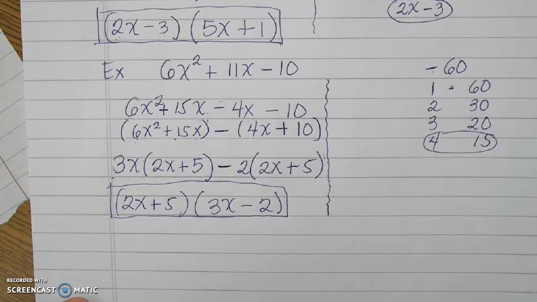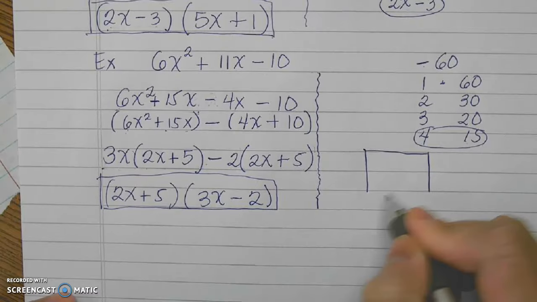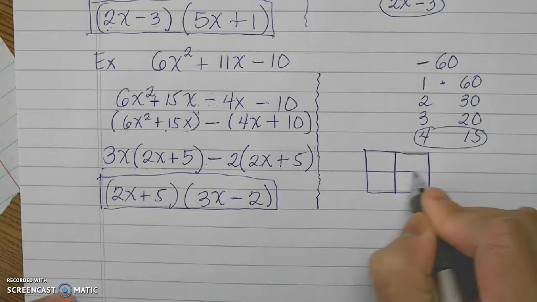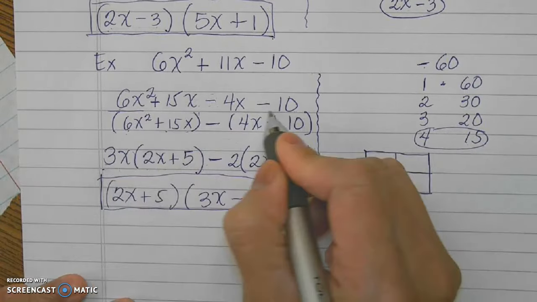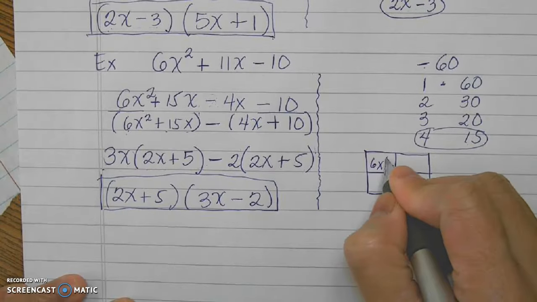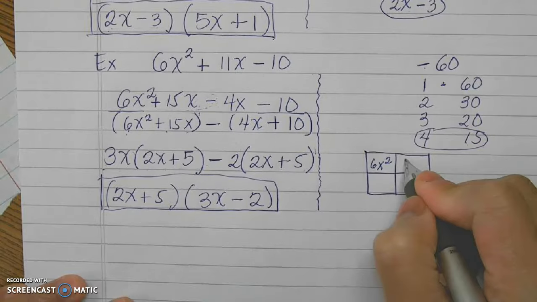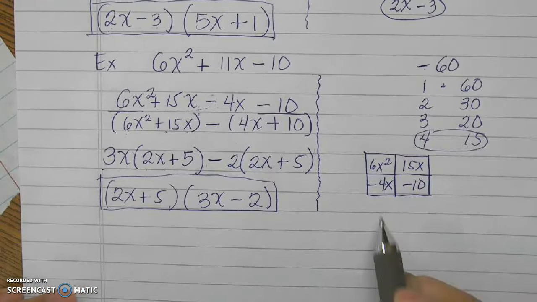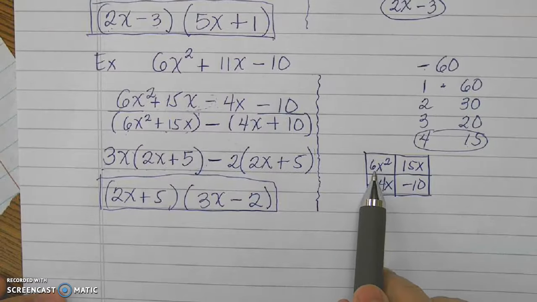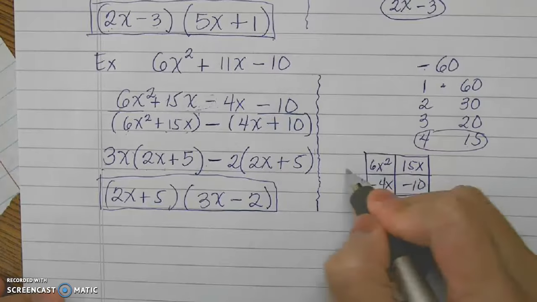We're going to use the box method for this one. And again, we discussed already that with the box method, this is your first and this is your last. So we're going to have 6x squared. That's going to be negative 10. This won't matter. So 15x, wherever you put them, that's fine. And you're going to now start factoring them out. So this 6x squared and 15x have a greatest common factor of 3x.